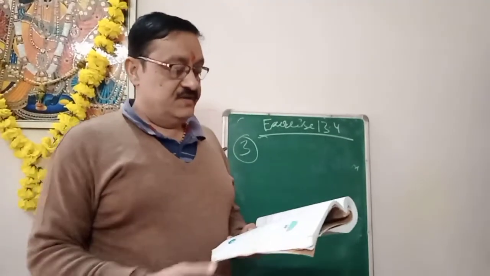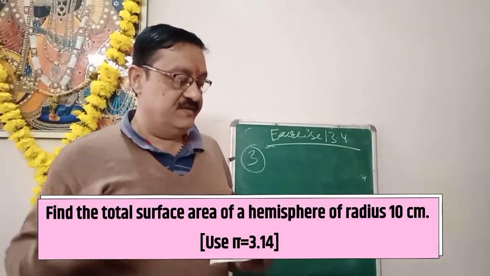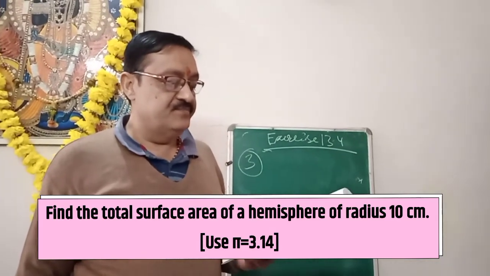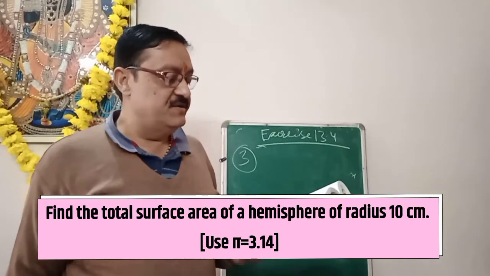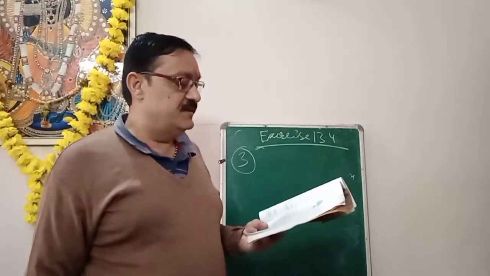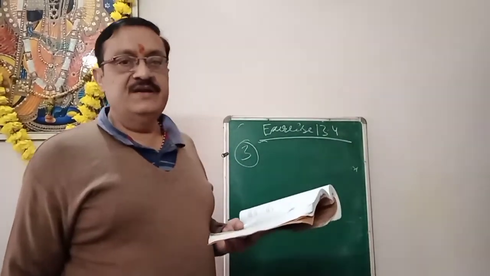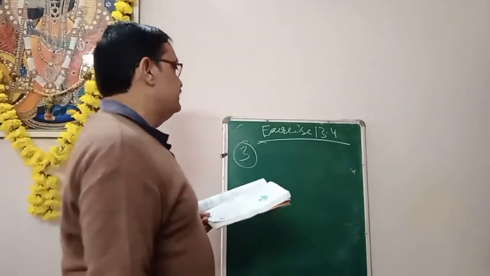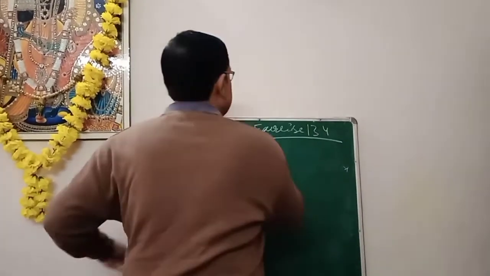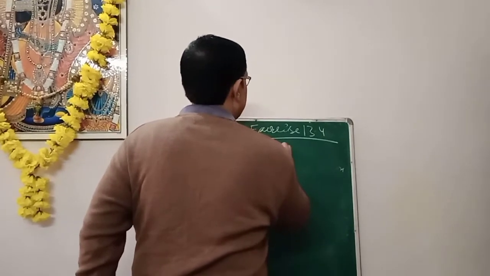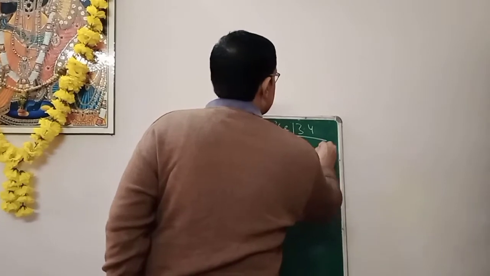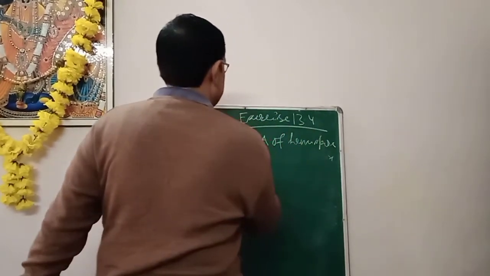Now the third question. Find the total surface area of a hemisphere of radius 10 cm. Use pi is equal to 3.14. Here we need to find out the total surface area of hemisphere. Radius is given and we have to use the value of pi as 3.14. So what is to be found out? TSA of hemisphere.